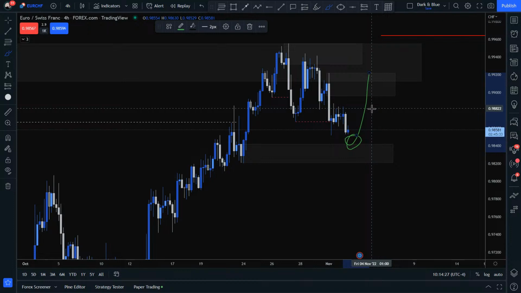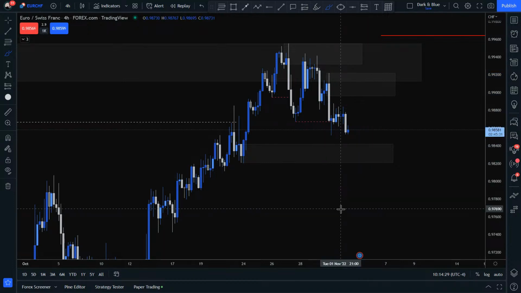Buys from here are riskier, are aggressive, valid, but they're riskier and aggressive, in my opinion.